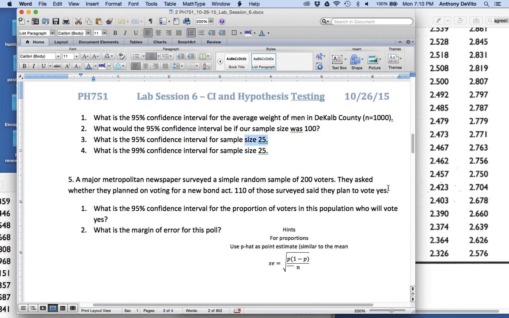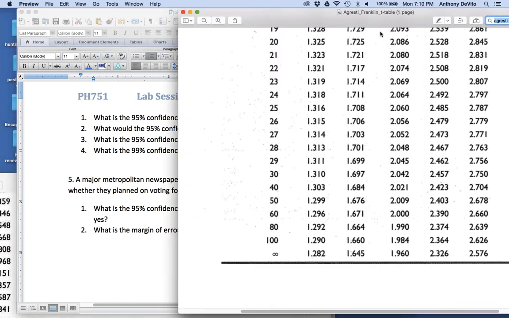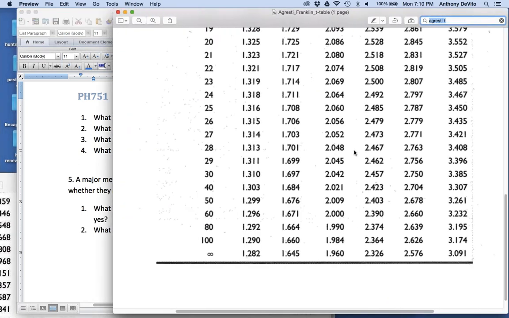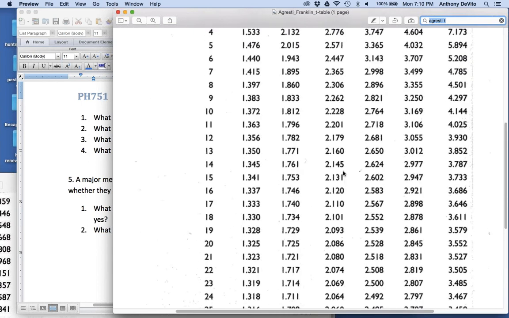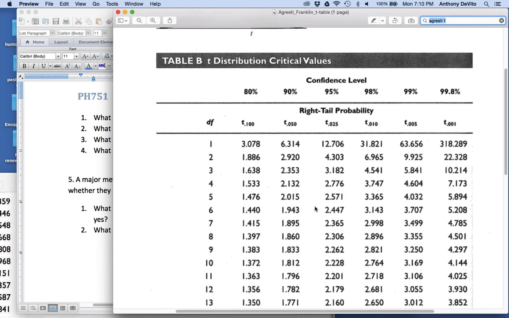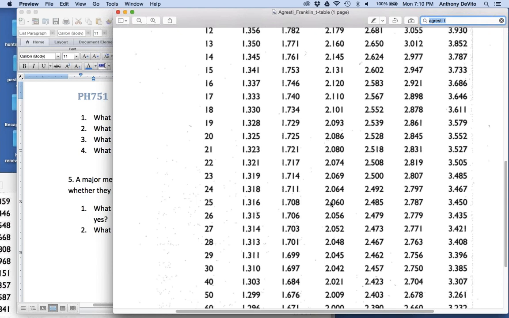Problem though, now we have a small sample. So we really shouldn't use 1.96 anymore. We should use the t-score for a 95% confidence interval for 24 degrees of freedom. So instead of 1.96, we should be multiplying that value by, let's see if I got the right column here. 95% is this one, 2.064.